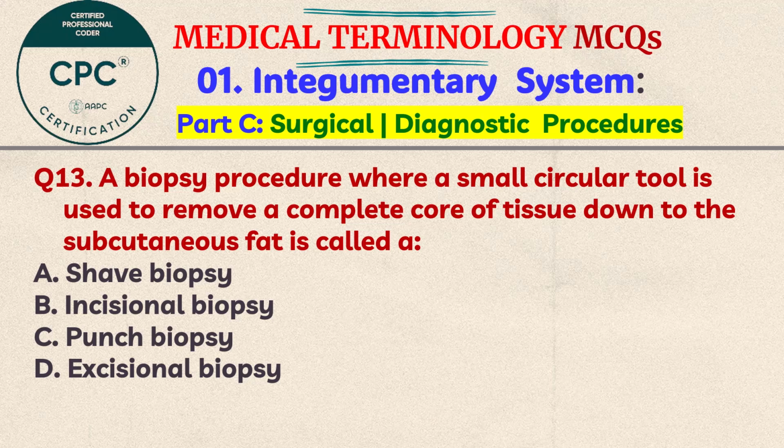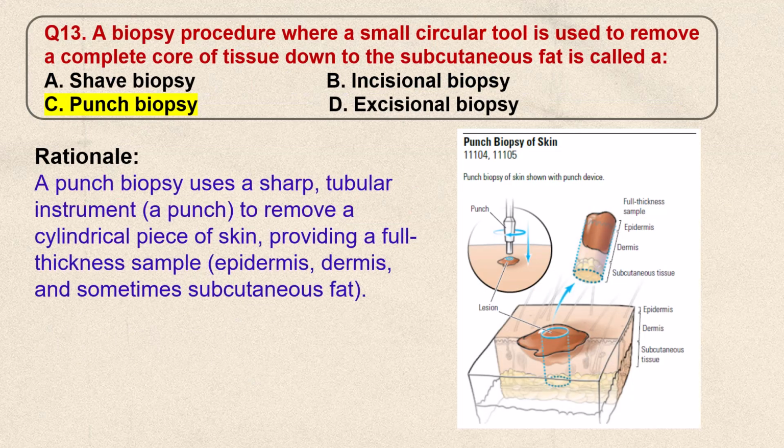Question number 13. A biopsy procedure where a small circular tool is used to remove a complete core of tissue down to the subcutaneous tissue is called A. Shave biopsy, B. Incisional biopsy, C. Punch biopsy, D. Excisional biopsy. Think the answer. The correct answer is C. Punch biopsy. A punch biopsy uses a sharp tubular instrument, that is punch, to remove a cylindrical piece of skin, providing a full thickness sample, that is epidermis, dermis, and sometimes subcutaneous fat.